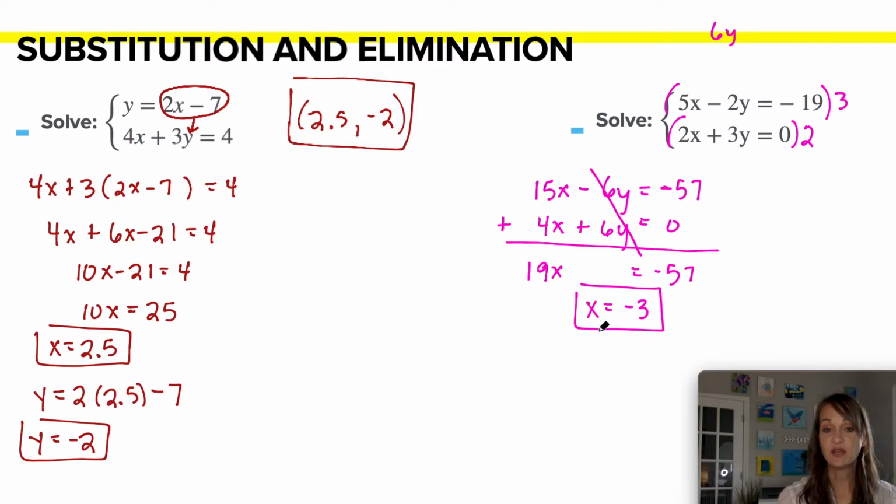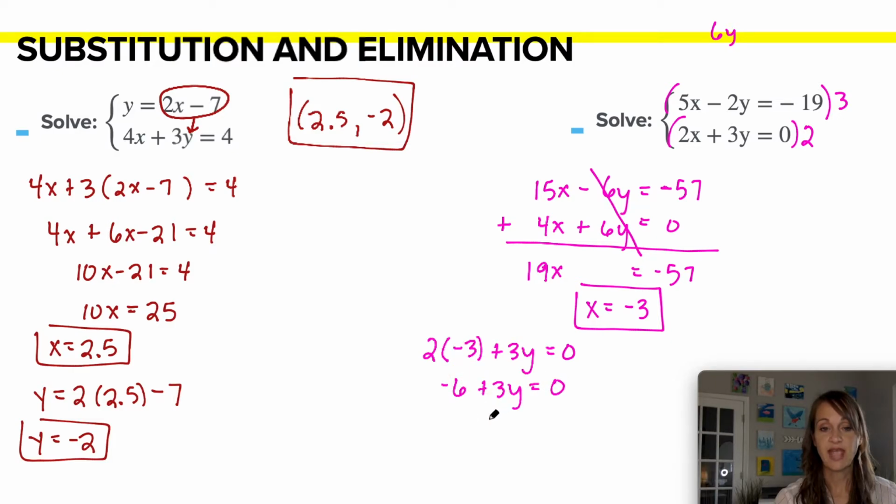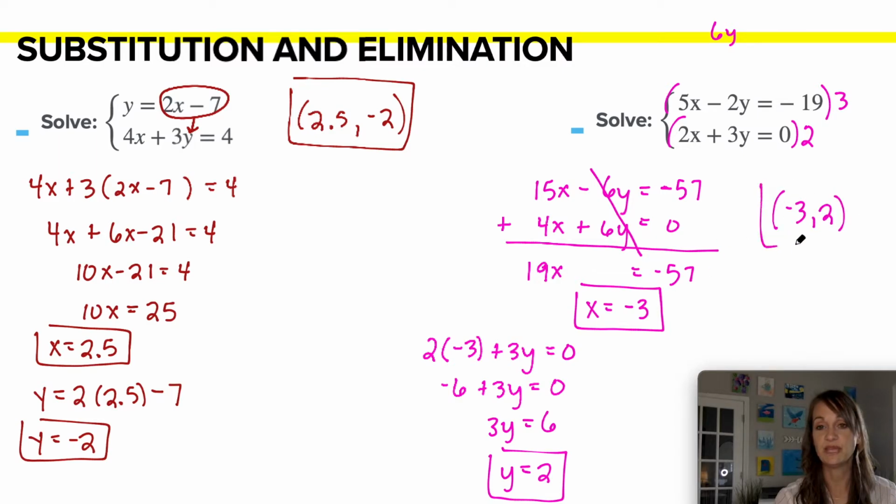Now I need to plug this term back into one of my equations to solve for y. So I'm going to take my second equation and plug negative 3 in for x. 2 times negative 3 is negative 6. I'm going to add 6 to both sides and then divide by 3, and I get 2. Therefore, my point (negative 3, 2) would be a solution of the system of equations.